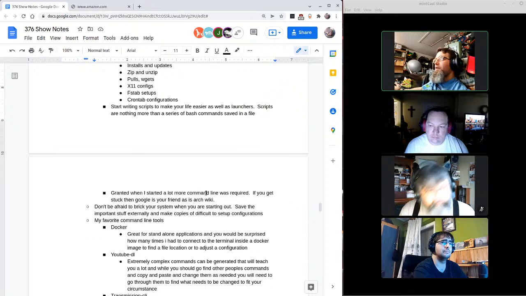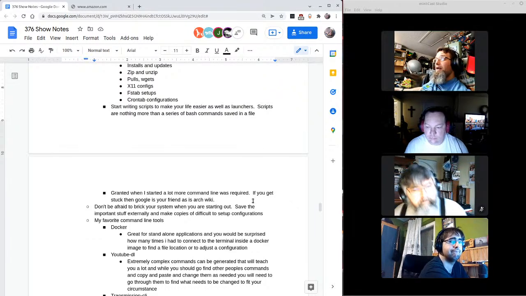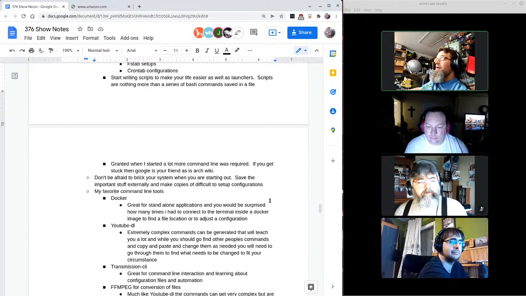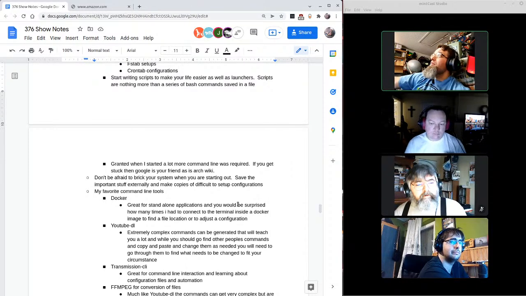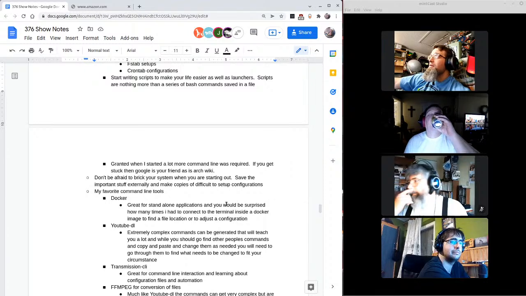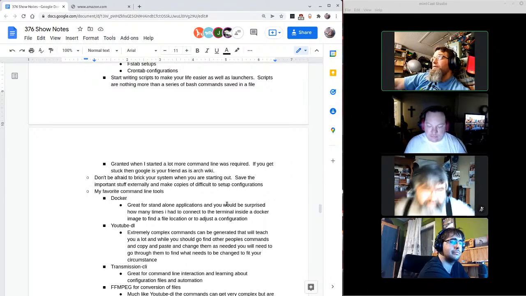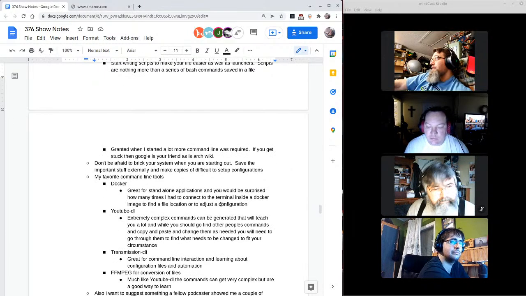Now, granted, when I started, a lot more command line was required. But if you get stuck, Google is your friend, and so is ArchWiki. If you really want to learn, ArchWiki is a great, great tool. And don't be afraid to brick your system when you're starting out. Save the important stuff externally and make copies of difficult to set up configurations so you're not trying to redo the impossible over and over again.